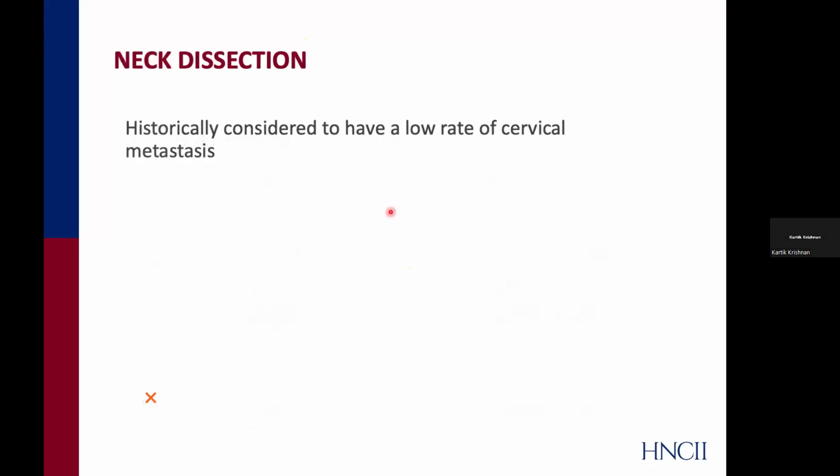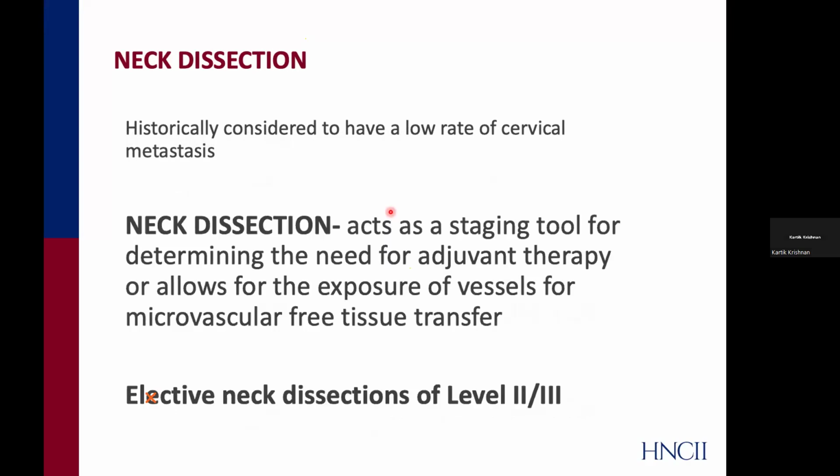Neck dissection. Historically, temporal bone malignancies, with primaries arising in the EAC or middle ear, generally have a low rate of cervical metastasis. However, nowadays it is considered that neck dissection should be done because it acts as a staging tool for determining the need for adjuvant therapy, and also it gives you exposure of vessels if you are considering a microvascular free tissue transfer. So for these reasons, elective neck dissections of levels 2 and 3 are generally done along with your temporal bone resection.